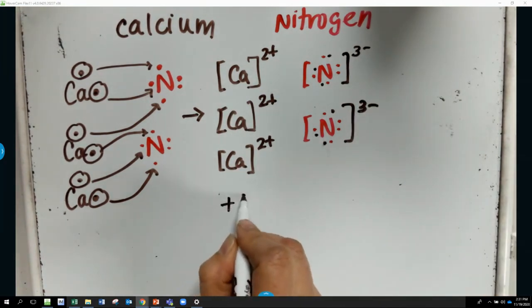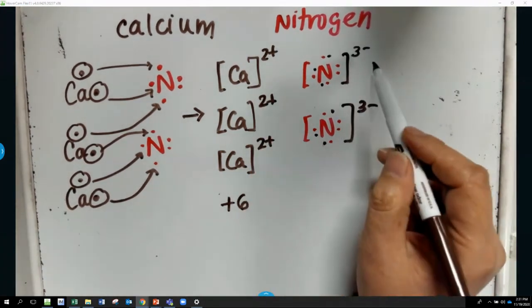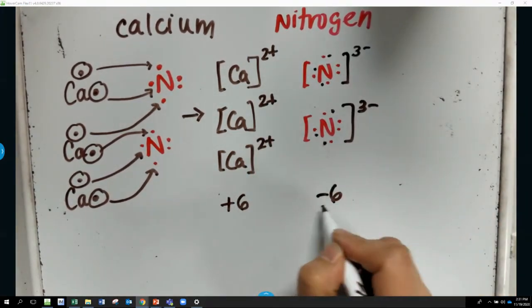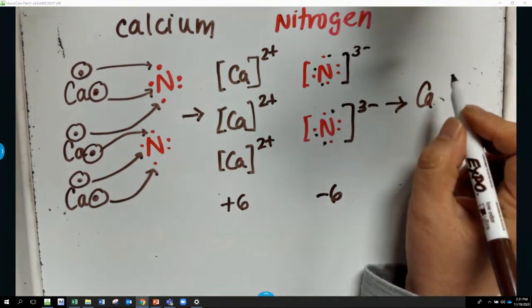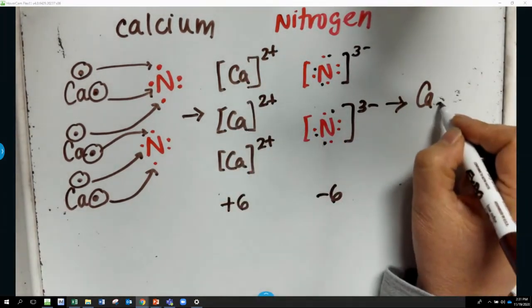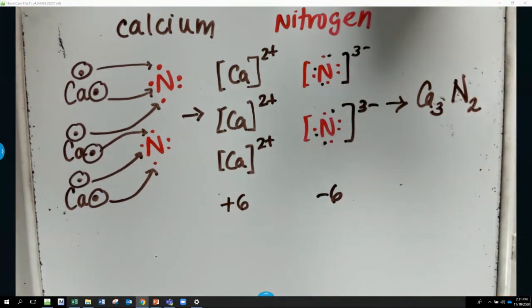So let's check our charges. +6, 2 + 2 + 2 is 6. 3 + 3 is -6. That's neutral. So overall, you have a Ca. How many Cas do we have? 3 of them. How many nitrogens do we have? 2 of them.